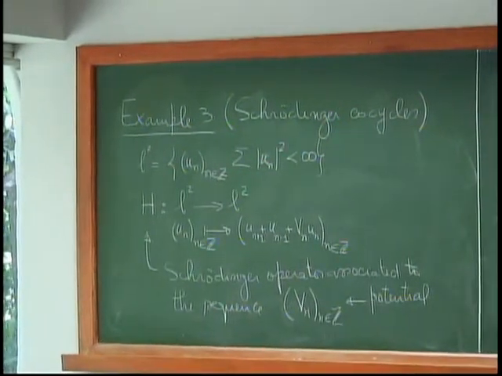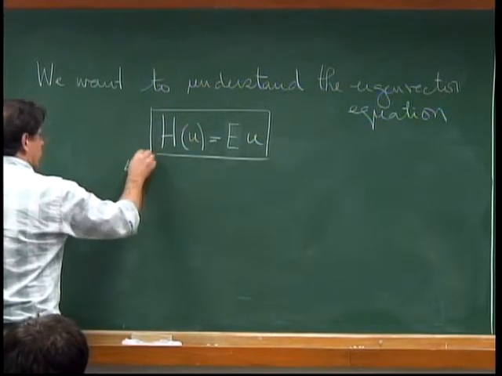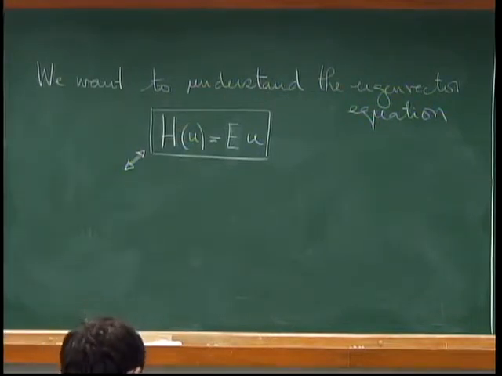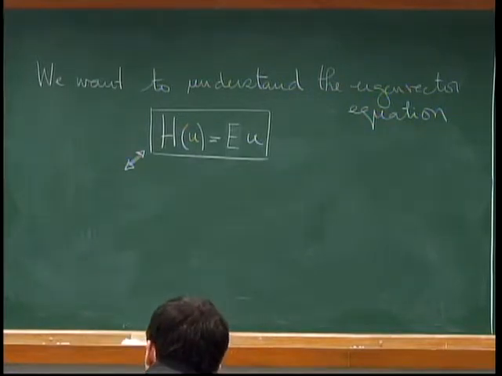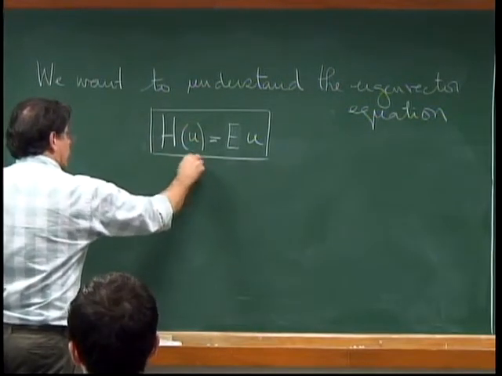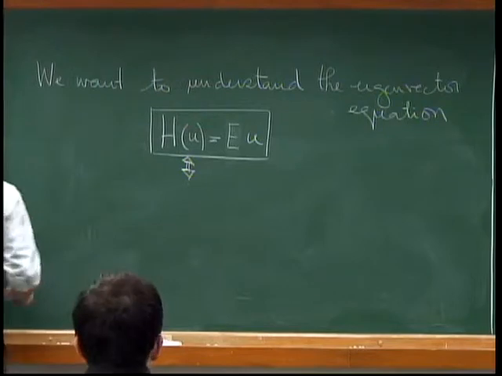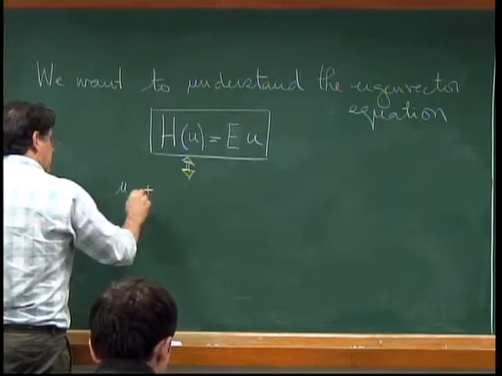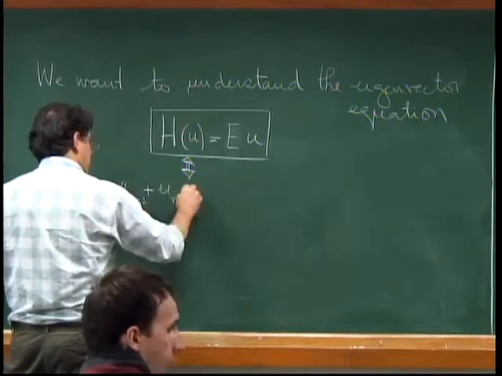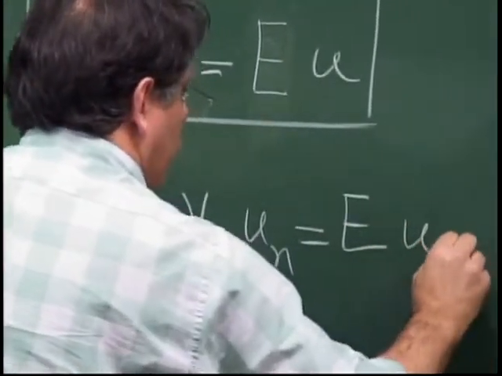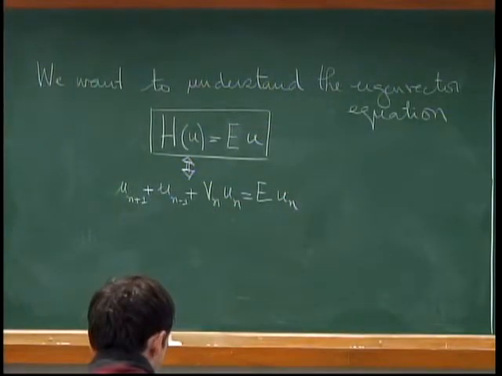So you see, we are doing analysis at this point. We are trying to find the eigenvalues and eigenvectors of a certain linear operator in a Banach space, L2, a Hilbert space. Now, this equation can be rewritten in coordinates, and if you do that, you have the expression of H. It says that u(n+1) plus u(n-1) plus V(n) u(n) equals E u(n), for all n.